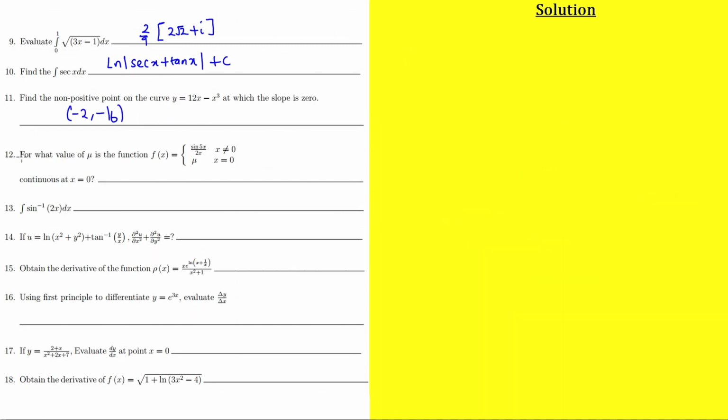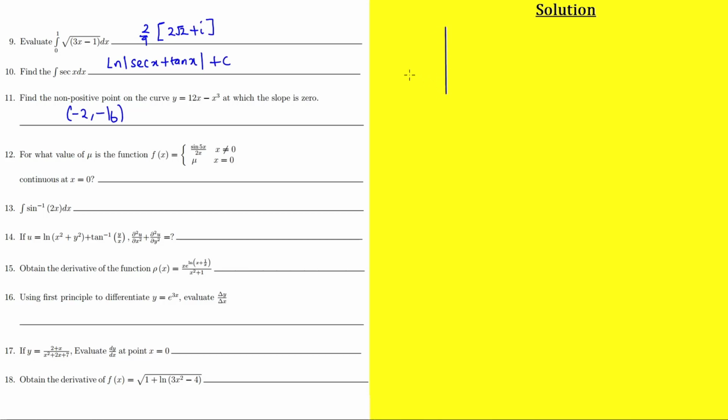So in this question they said, for what values of mu is the function f of x equal to sin 5x over 2x when x is not 0, and mu when x is 0, continuous at x equals 0? Before I solve this problem, I want to quickly give a general overview of what we mean by continuity at a point.